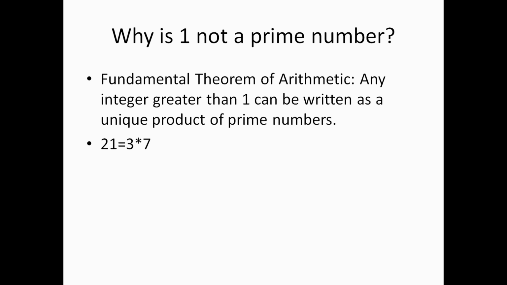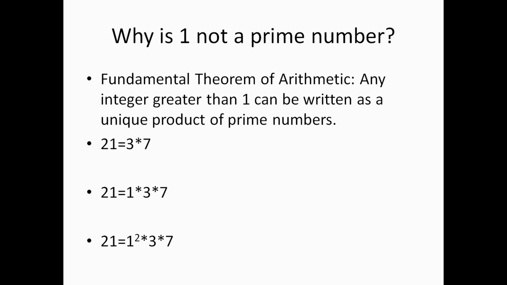But now if we decide just to let 1 be prime, suddenly this theorem doesn't work so well anymore, because now we could write 21 as 1 times 3 times 7, or 1 squared times 3 times 7, or 1 cubed times 3 times 7. We could go on and on forever, but all of these new prime factorizations of 21 are pretty trivial, because all we're doing is multiplying by different versions of 1.